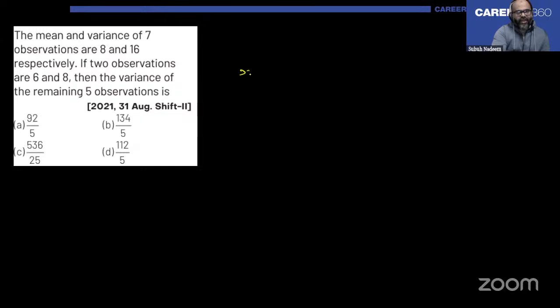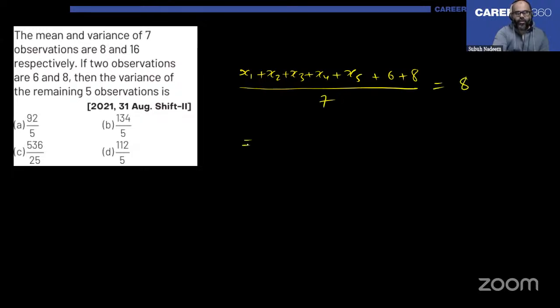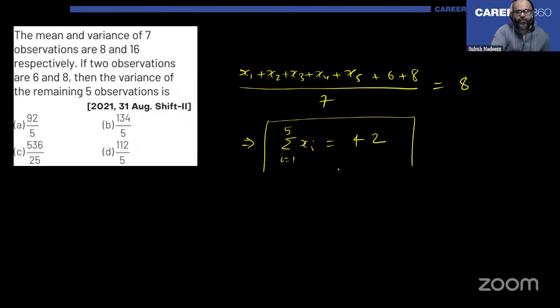So we can say that (x1 plus x2 plus x3 plus x4 plus x5 plus 6 plus 8) by 7 is equal to its mean, which is 8. So what we get is sigma of xi, i equal to 1 to 5, is equal to 8 times 7, which is 56, and 8 plus 6 is 14. So 56 minus 14 is 42. So this is one relation.